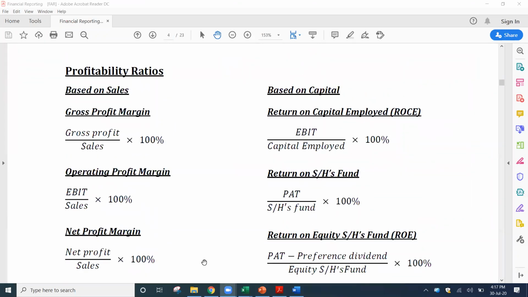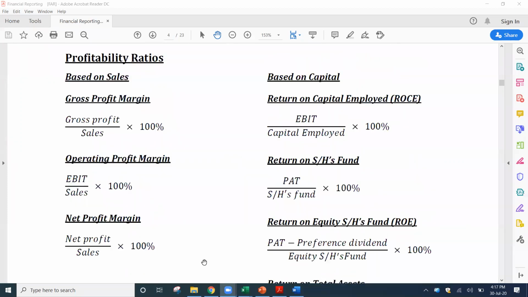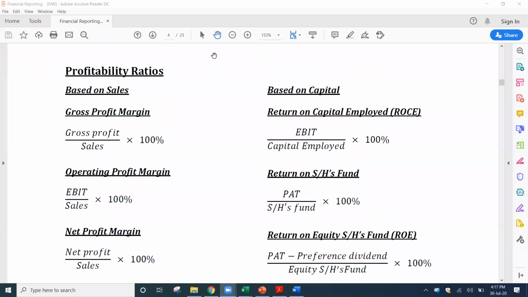Now, when it comes to profitability ratios, we divide the profitability ratios into 2 parts. Number 1 is based on sales. The other one is based on capital. Based on sales, there are 3 main ratios: gross profit margin, operating profit margin, and net profit margin.